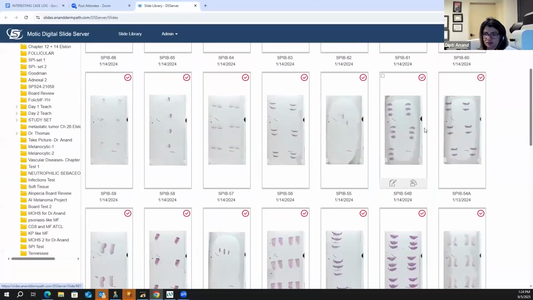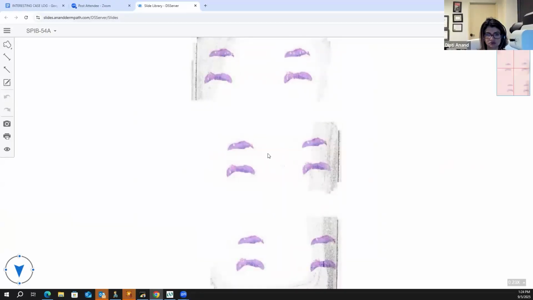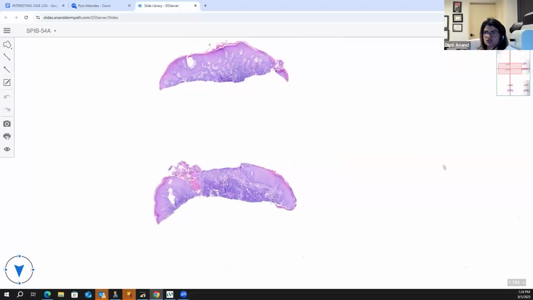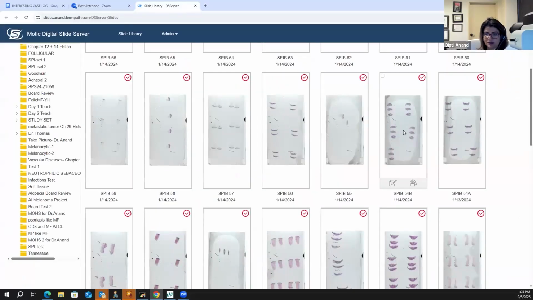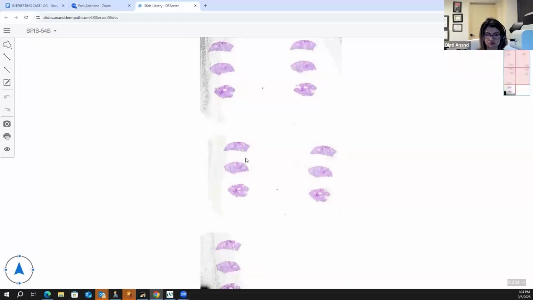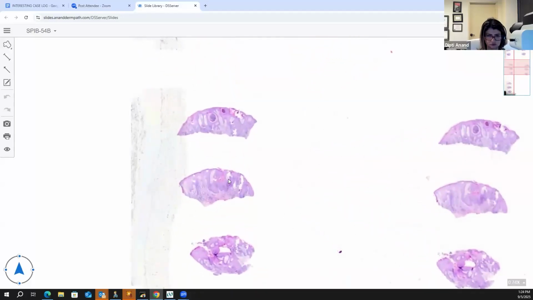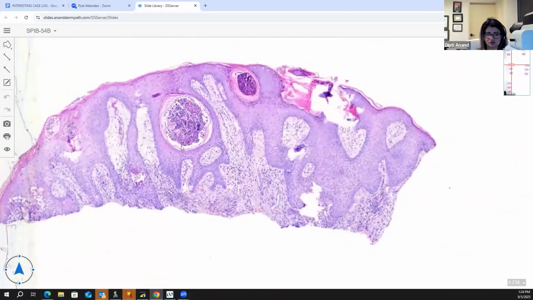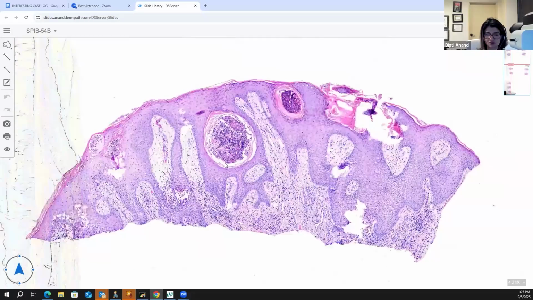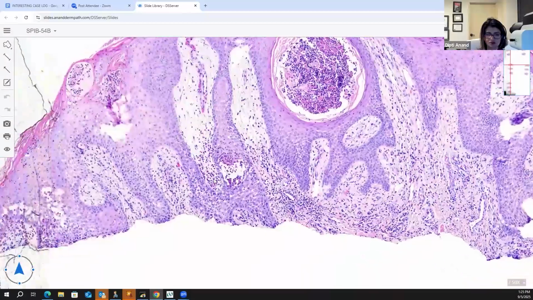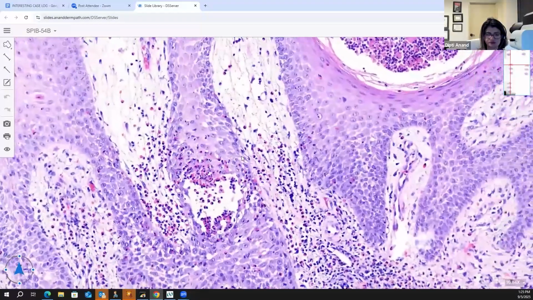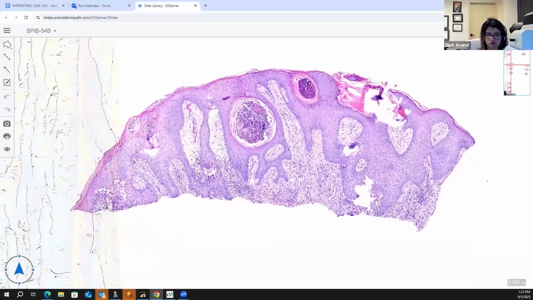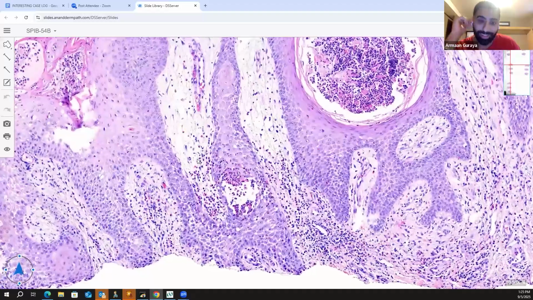Okay, let's go to the next one. This is 54A and 54B. This one is challenging. This is 54A. Probably the money lies in 54B. So who wants to take this one? I can try. Okay, good. I want you to try.